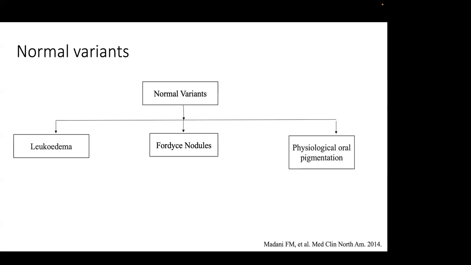The next one is the Fordyce granules or Fordyce nodules. These are basically ectopic sebaceous glands, which are around 1 to 2 mm papules, symmetrically distributed along the buccal mucosa. Their appearance may range from white to yellowish in color. The third one is physiological oral pigmentation, which is commonly seen in darker skin types and usually occurs because of increased melanocytic activity and melanin production.